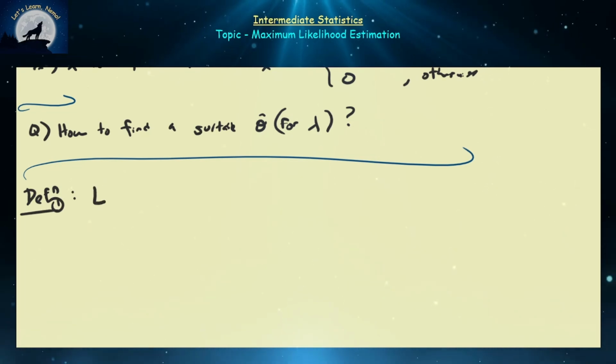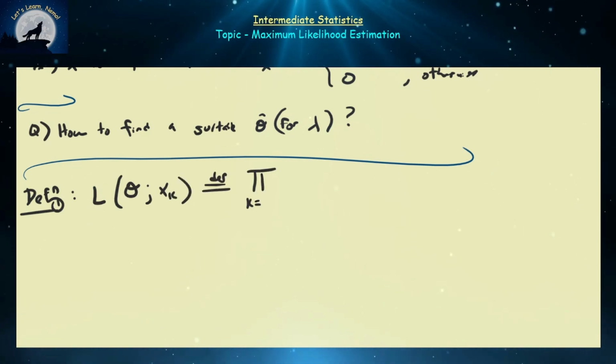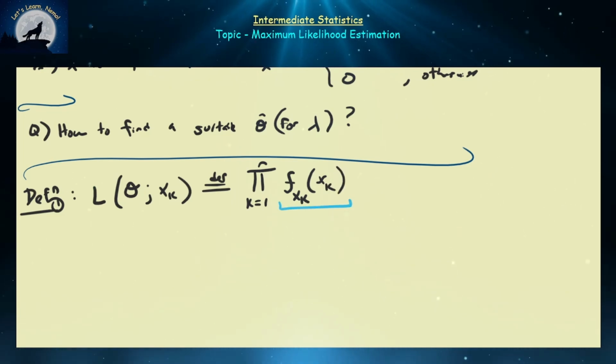So let's define a function L of theta of the sequence xk, and this is going to be defined to be equal to the product from k equals 1 to n of the probability density functions for each of those xk's evaluated at little xk. And let's assume that each of these depends on our parameter theta.